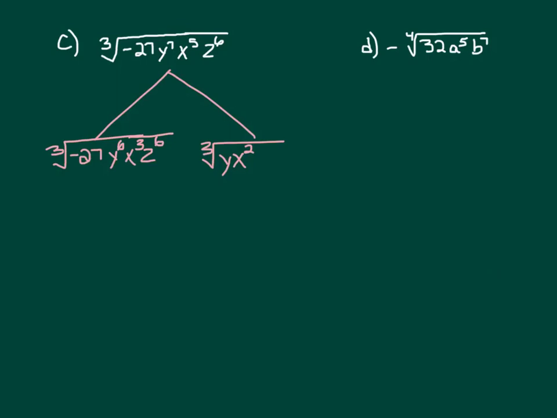So the cube root of negative 27 is negative 3, because negative 3 times negative 3 is 9, times negative 3 is negative 27. And then the cube root of y to the 6th, 6 divided by 3 is 2, so that's y squared. The cube root of x cubed is just x, and the cube root of z to the 6th is z squared. And then this one is just going to come straight down, the cube root of yx squared, or x squared y would have worked also.